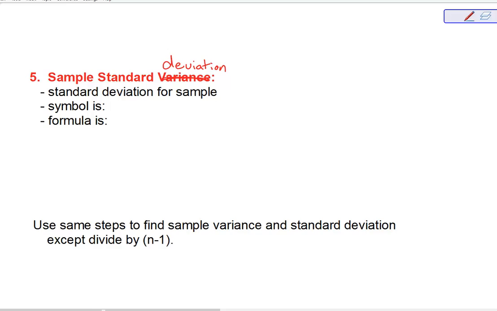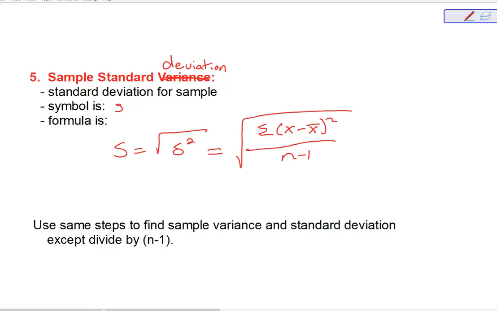So if the sample variance uses the symbol s squared, the symbol for sample standard deviation is going to be s, and we're going to do the square root of s squared, the same type of concept, and take the square root of it. Use the exact same steps to find the sample variance and standard deviation, except we divide by n-1 instead of n on this. Okay?